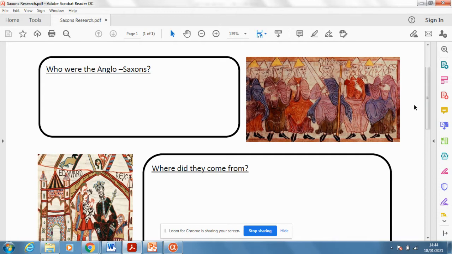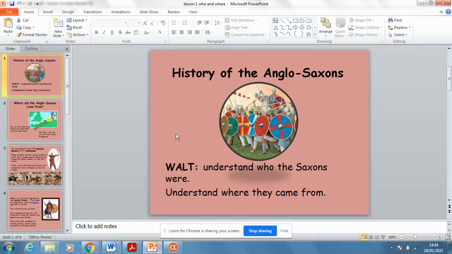Now, we can use any of the research that you have done to write in your non-chronological report. Any of your work that we've done all feeds into this report. Now, I'm going to look at this piece of theme work that we did the other day when we looked at who the Saxons were and where they came from. I thought this would fit perfectly into our report.